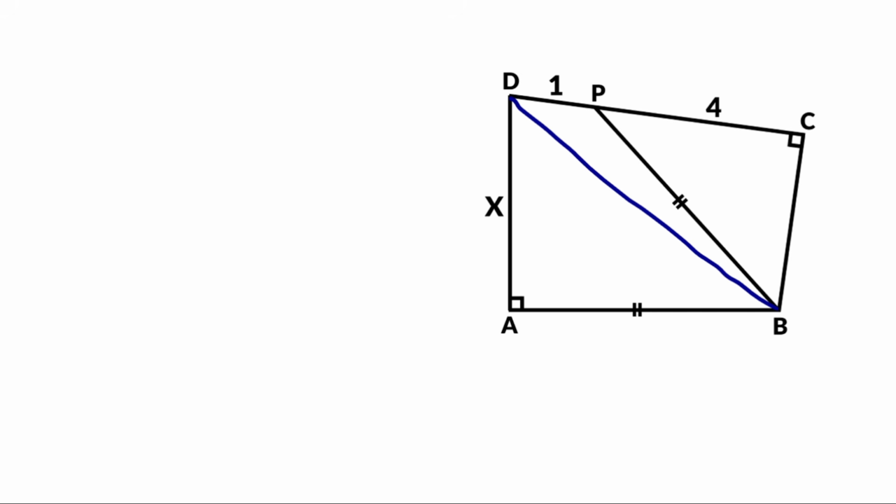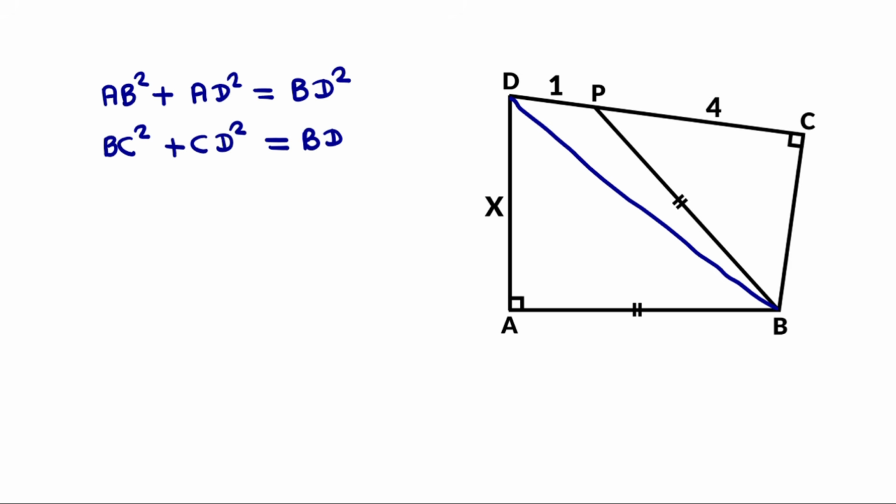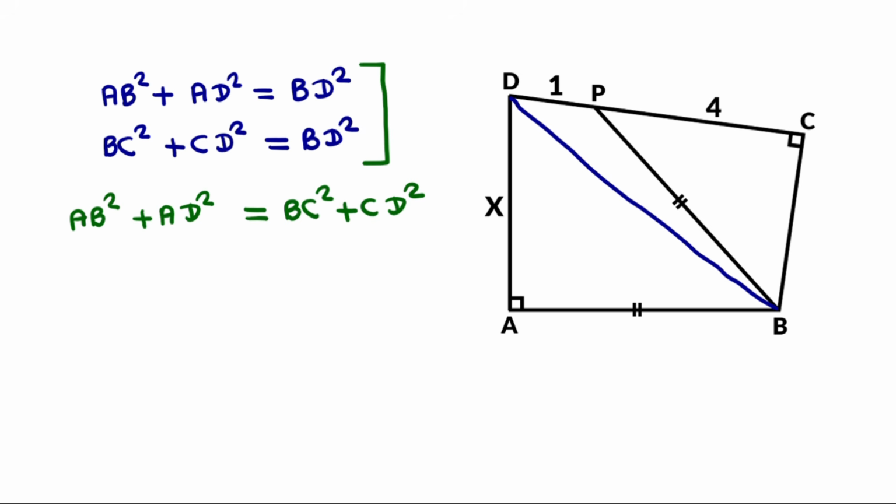For triangle ABD, AB squared plus AD squared equals BD squared. For triangle BCD, BC squared plus CD squared equals BD squared. Since both expressions equal BD squared, they must be equal to each other. So we can write AB squared plus AD squared equals BC squared plus CD squared.